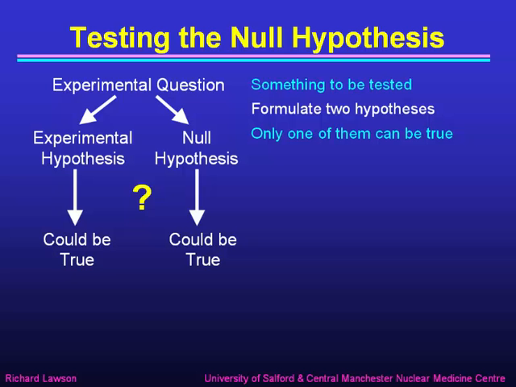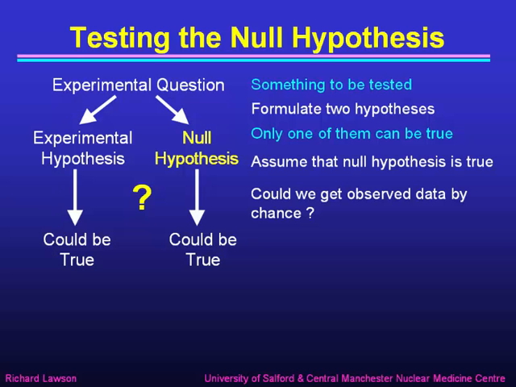So we collect our data and analyze it, and we assume that the null hypothesis is true as a starting point, and we ask, could we get the observed data by chance on these assumptions? If it's quite likely to get our observed data on these assumptions, then we don't have any conclusive result, because the null hypothesis could be true, but then so could the experimental hypothesis. We've done nothing to investigate that, so we're still in that undecisive situation that either of them could be true.